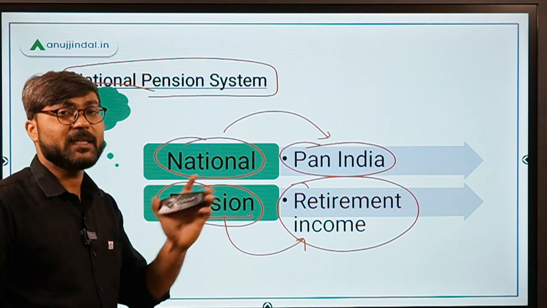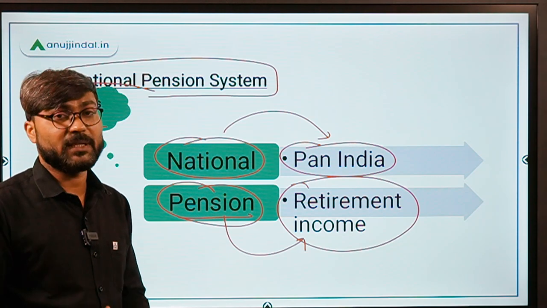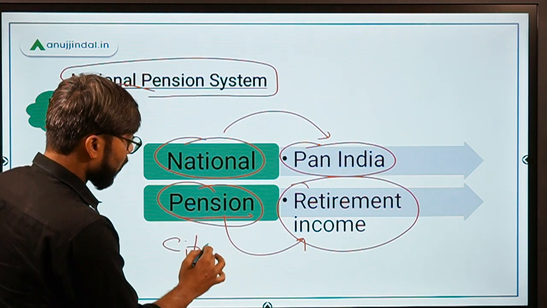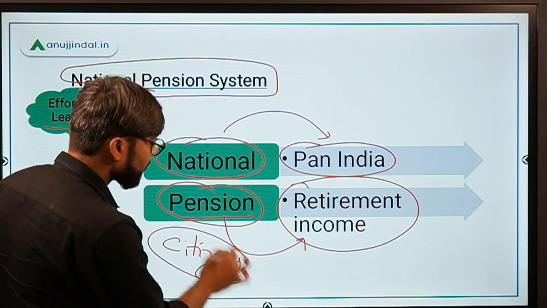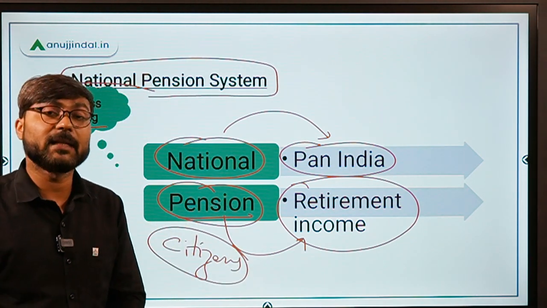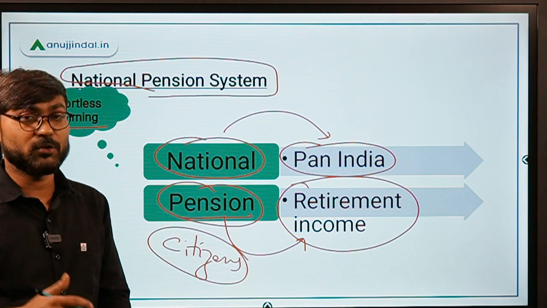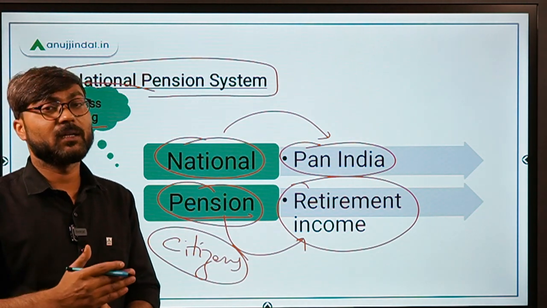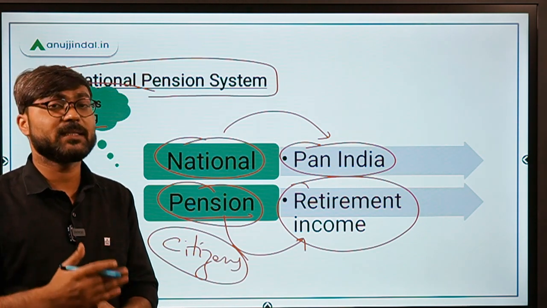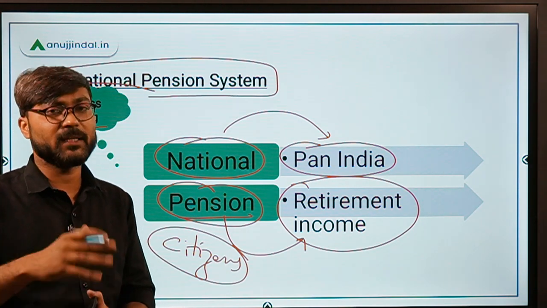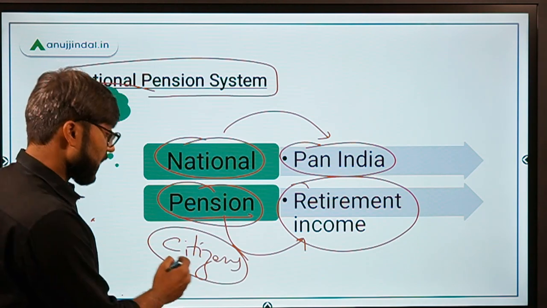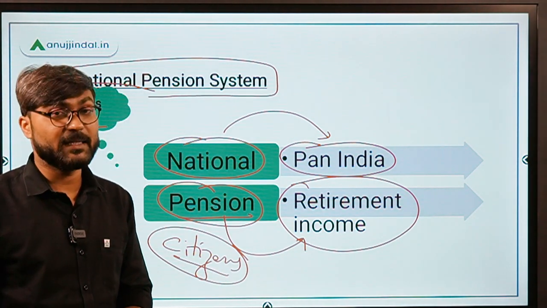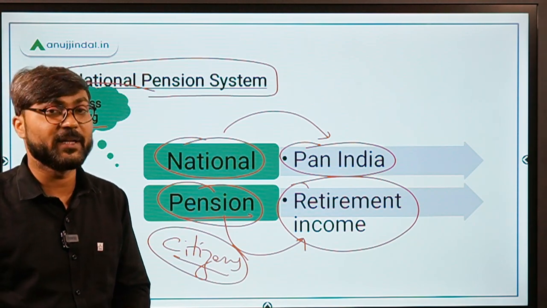And since this scheme is not for any special section of the society like SC, ST or women, that is why this scheme is for all the citizens of India. Since it is for all the citizens of India, this scheme must be implemented by the Ministry of Finance. Because ye jo scheme hai, agar iske beneficiaries SC hote, ST hote ya women hote, then the ministry can differ. But here, all the citizens of India can be the beneficiary of this scheme. So that is why this scheme is implemented by the Ministry of Finance.